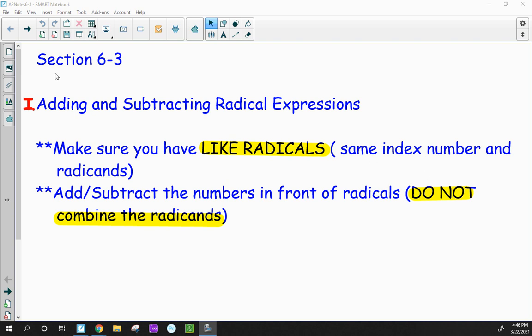Algebra 2. Today we're looking at section 6.3 in our textbook. First learning target is on adding and subtracting radical expressions.